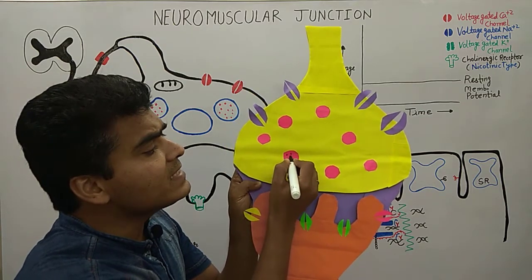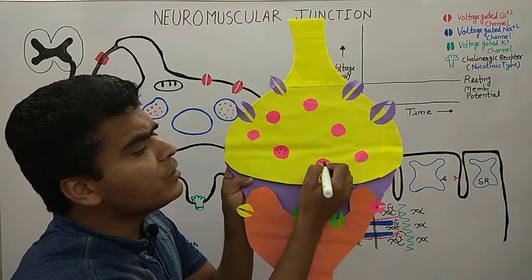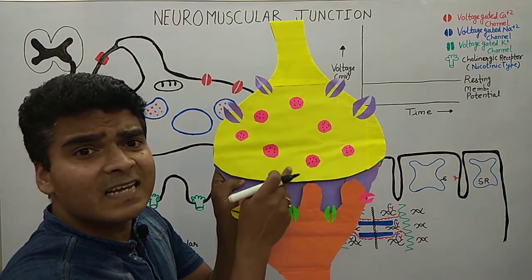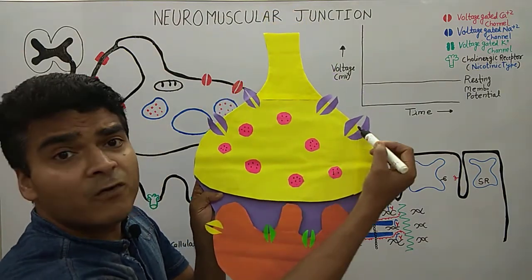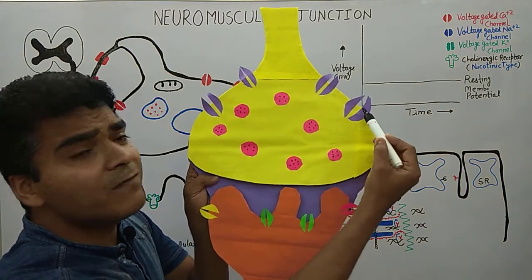I am just showing you, these are the neurotransmitters. Look here, these are the neurotransmitters. And the next thing is that we find various channels.